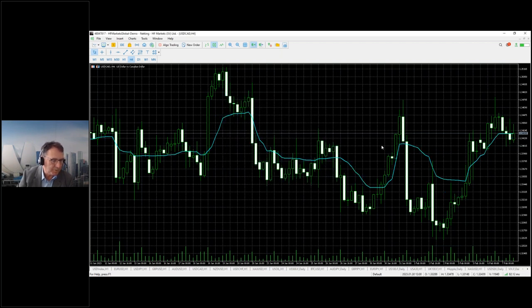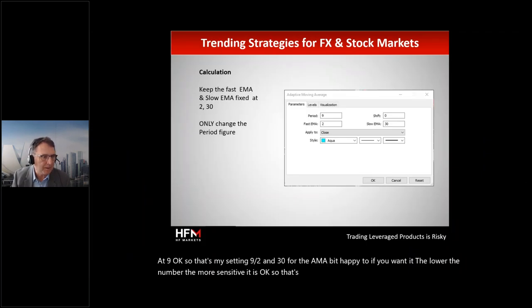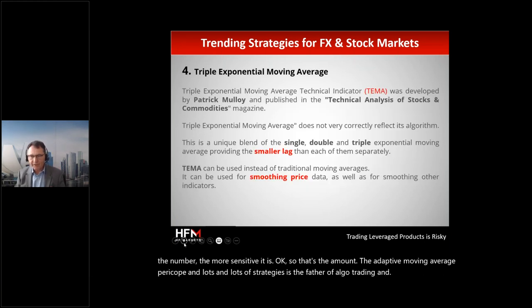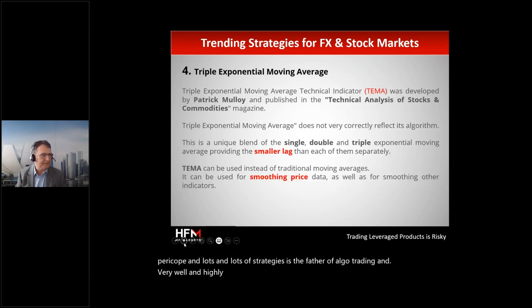A bit happy to it. If you want it, the lower the number, the more sensitive it is. Okay, so that's the AMA, the adaptive moving average. Perry Kaufman, lots and lots of strategies. He is the father of algo trading and a very well and highly regarded technical analyst as well.